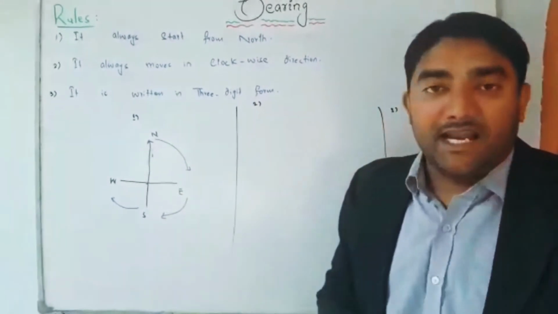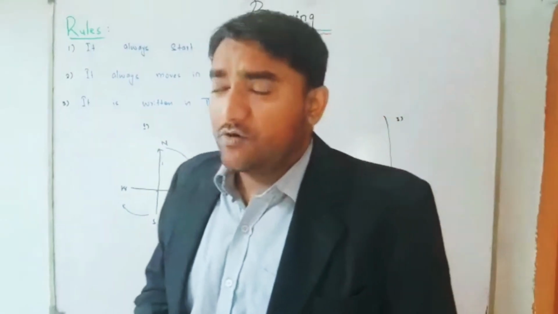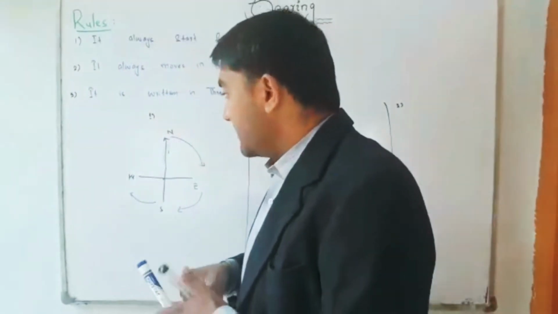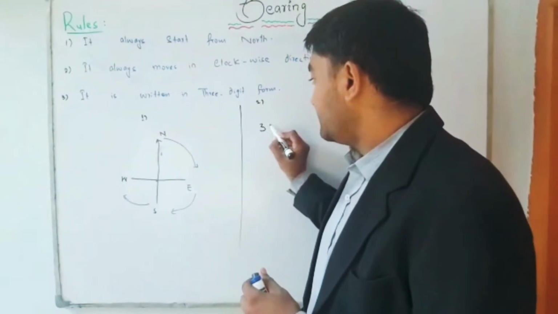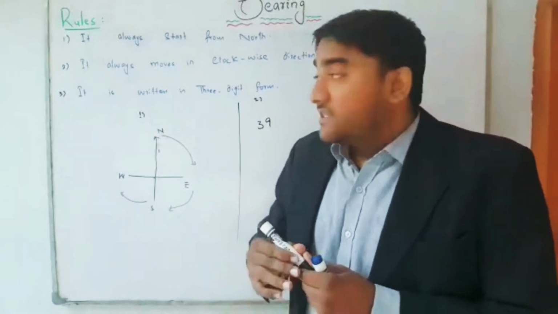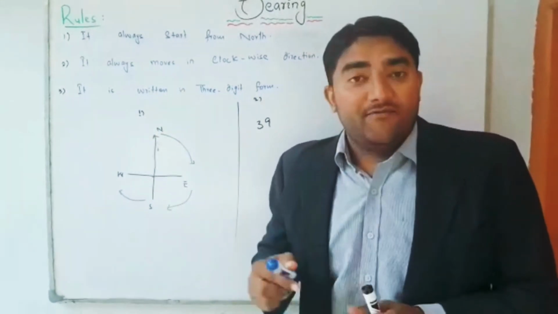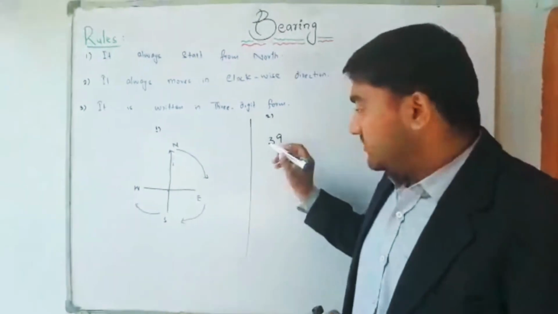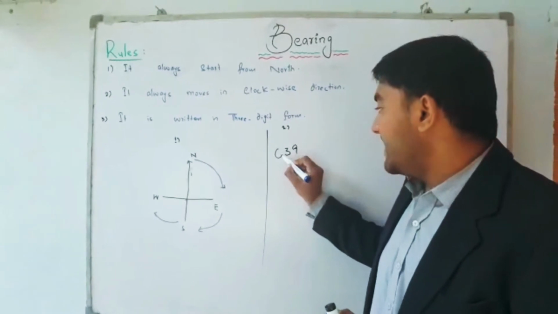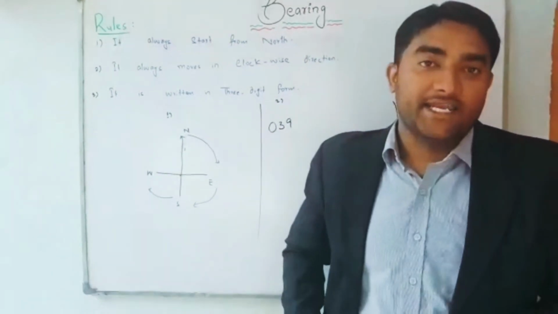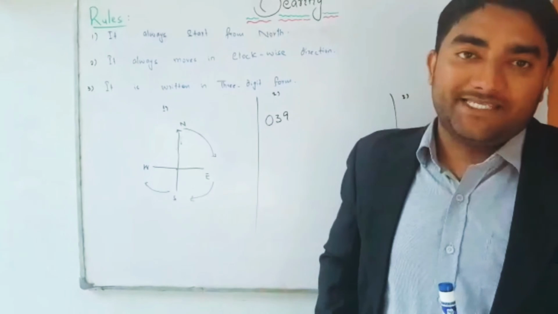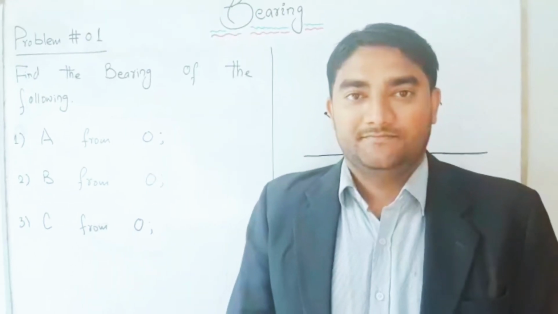The third is it is always written in 3-digit form. So let's suppose our answer is 39. According to the third point, we have to write the answer in 3-digit form, which means we have to write 039, right? So these are the basic rules of the bearing.